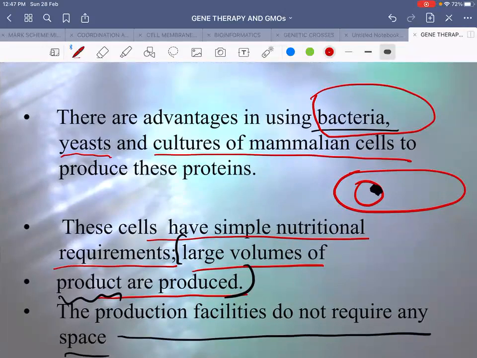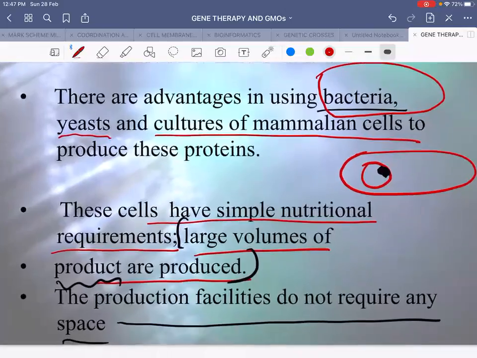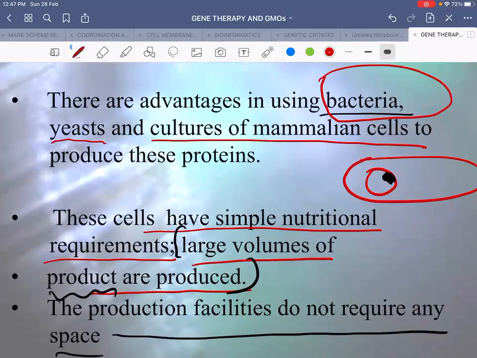ठीक है? Why? Because हमारे पास कोई ethical concerns नहीं थे, because we were using bacteria. हमने जो एग्जाम्पल स्टडी की वो हमने बैक्टीरिया की स्टडी की. We were using bacteria, और ये तो हमने नहीं किया yeast and cultures of mammalian cells to produce these proteins. These cells, which means बैक्टीरिया, they have very simple nutritional requirements. इनके लिए तो lactose में grow करना ही काफी है इनको, right?